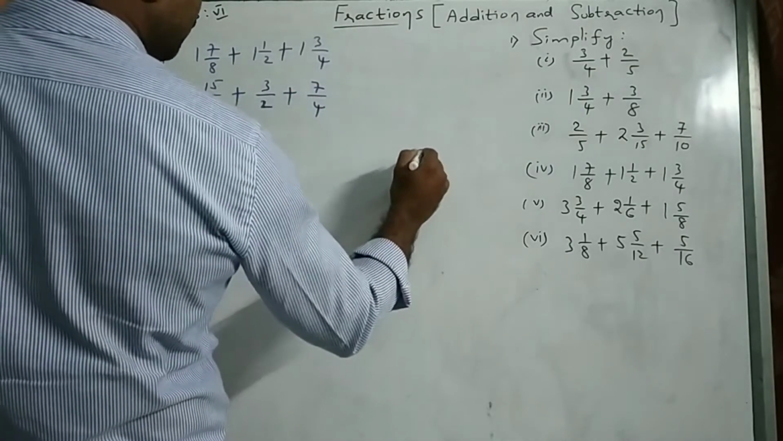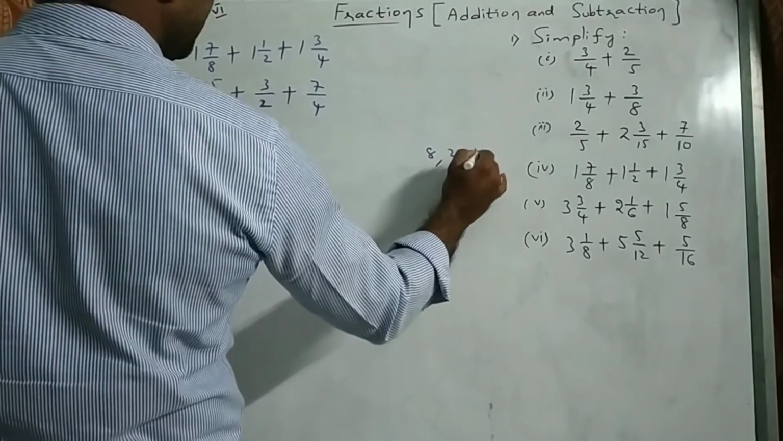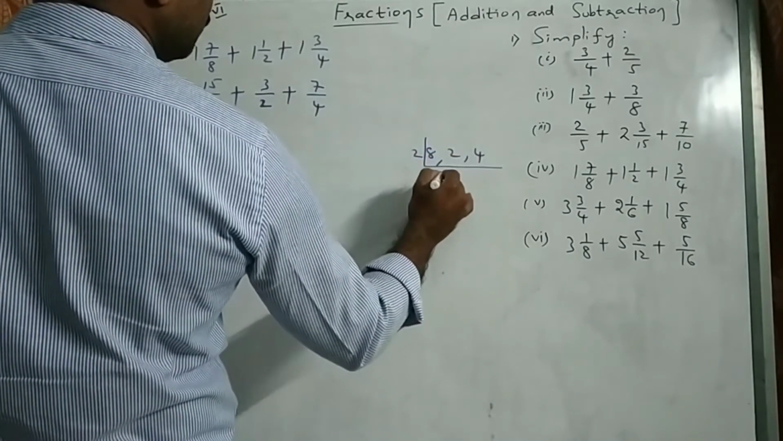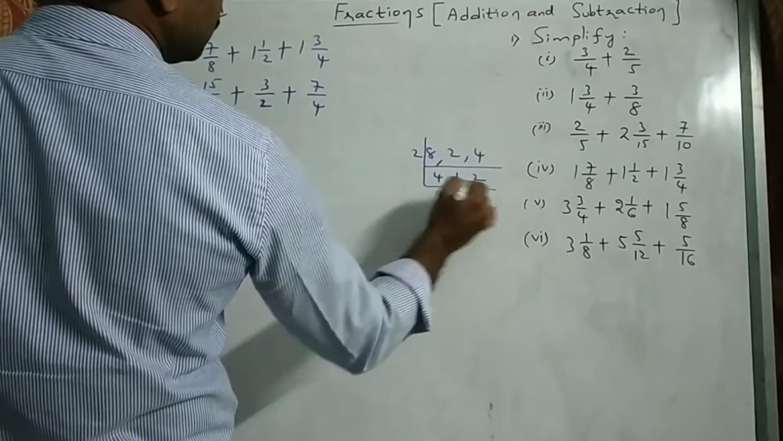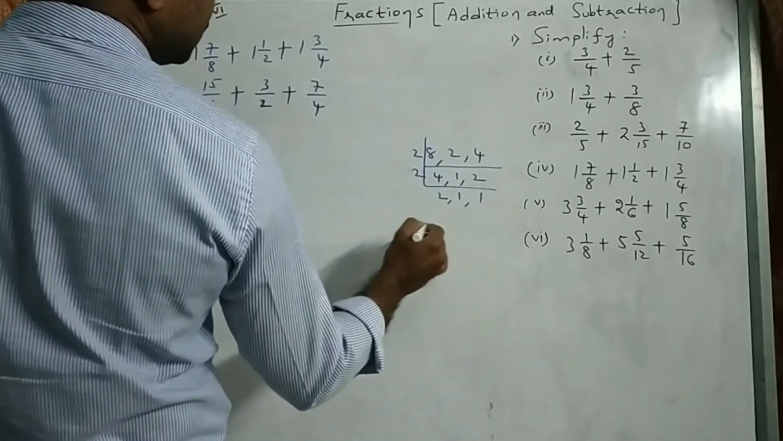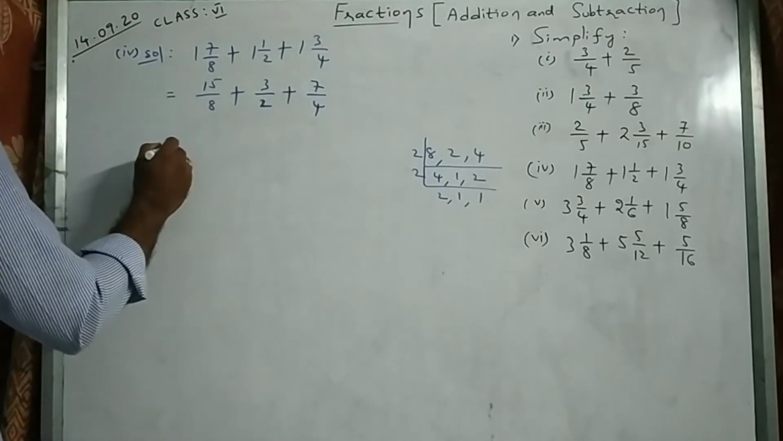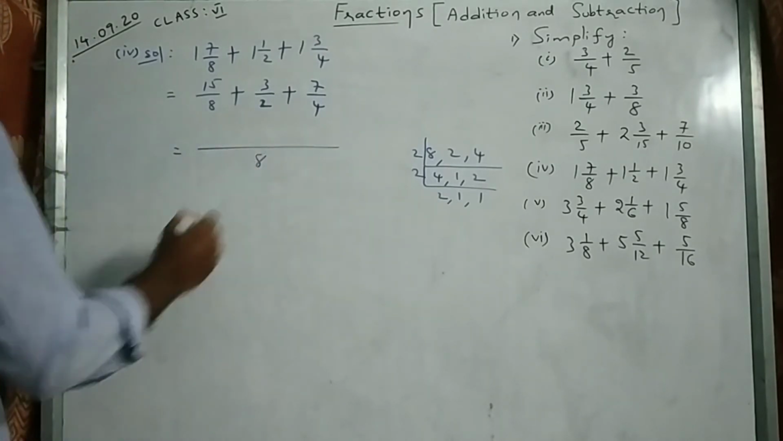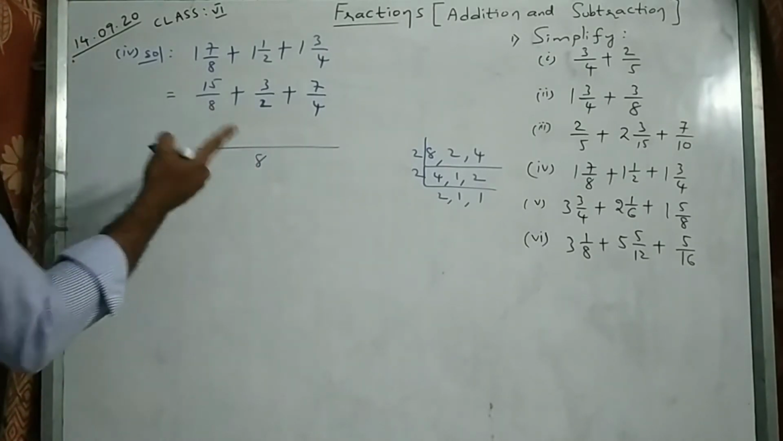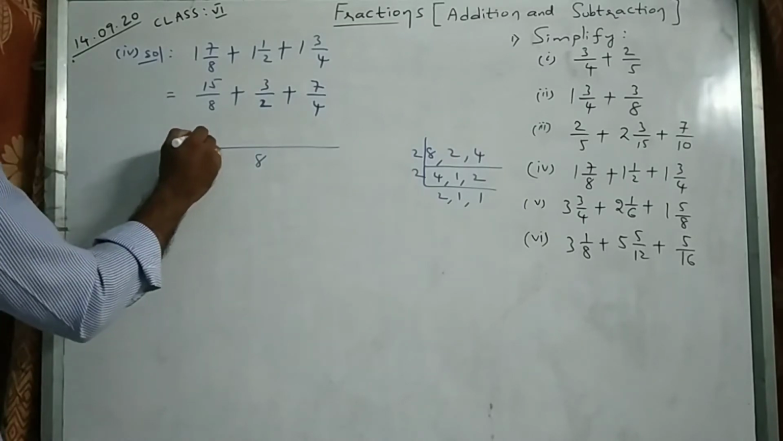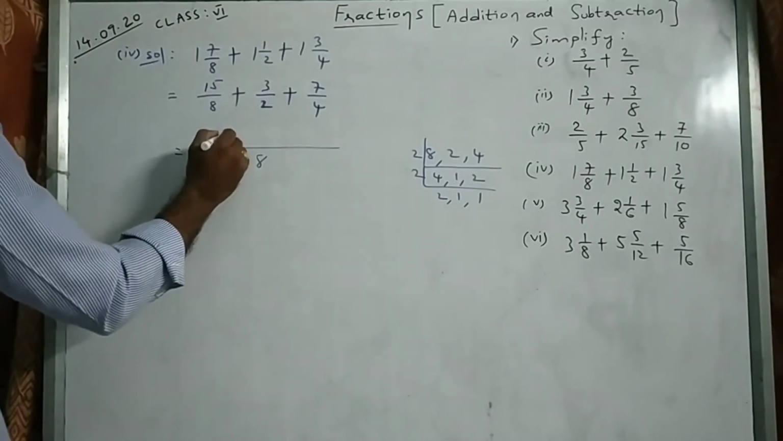Okay. So what are the denominators here? 8, 2, 4. 2 4s, 2 1s, 2 2s, 2 2s, 2 1s. So what is the LCM? 2 2s are 4, 4 2s are 8. 8 is the LCM, right? 8, 8. How many times does it go? 1 time. Into numerator 15.